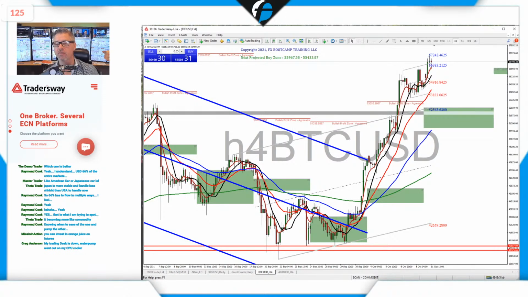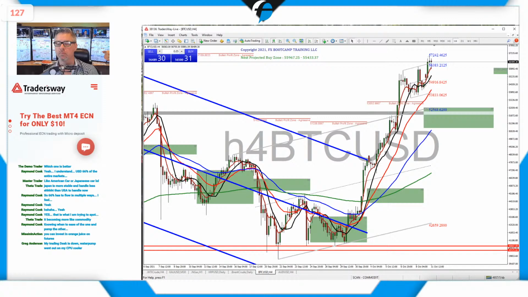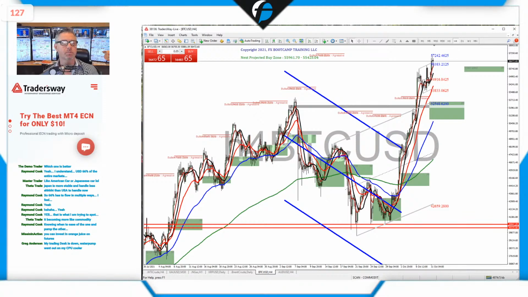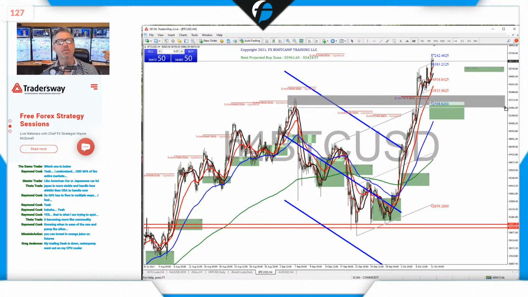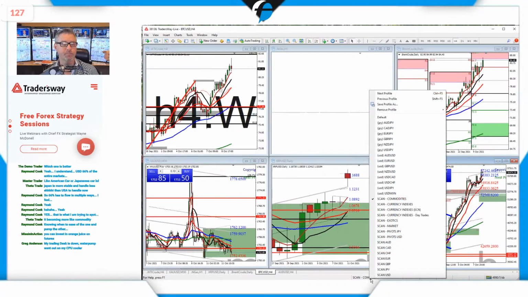Mission Action says you can invest in orange juice futures. Well, actually, it's frozen concentrated orange juice. Oh, wow. No kidding, eh, Greg? Well, I'm sure you got a backup or two. So anyways, 52 is the number, and the number is 52. So very cool.